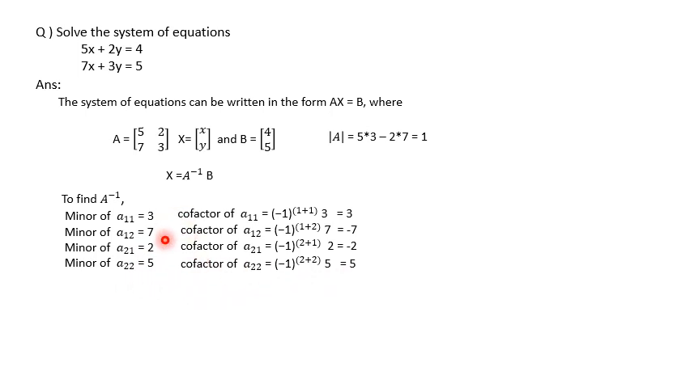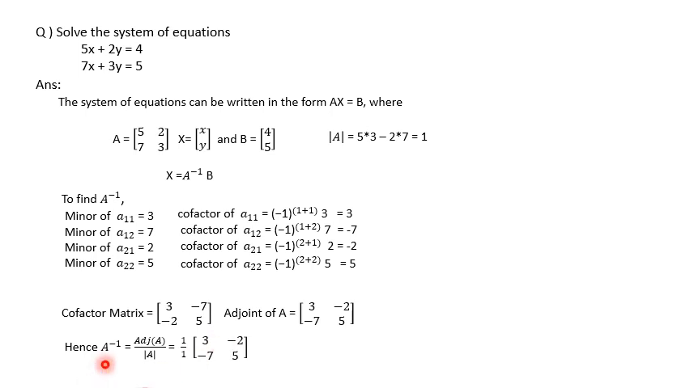Please go through each step carefully. Now, cofactor matrix is this: cofactor of A11, cofactor of A12, cofactor of A21, cofactor of A22. Now, transpose of this cofactor matrix is the adjoint of A. Now, inverse of A is adjoint of A divided by determinant of A. So, here determinant of A is 1. So, this matrix divided by 1.